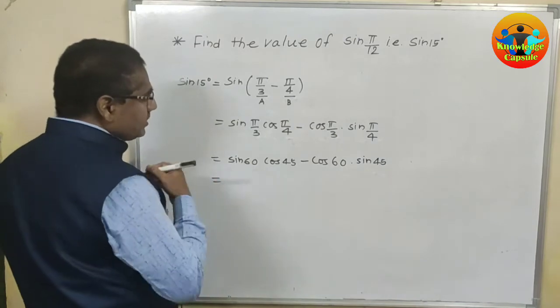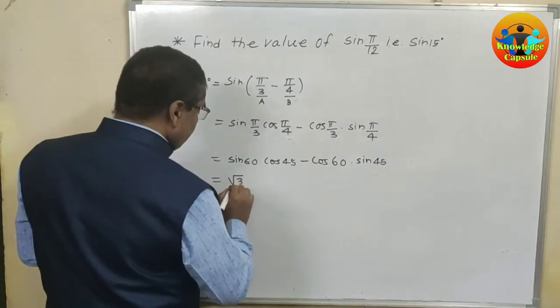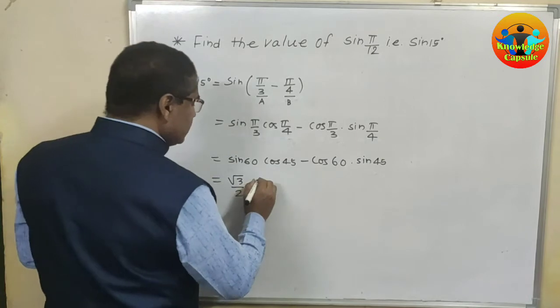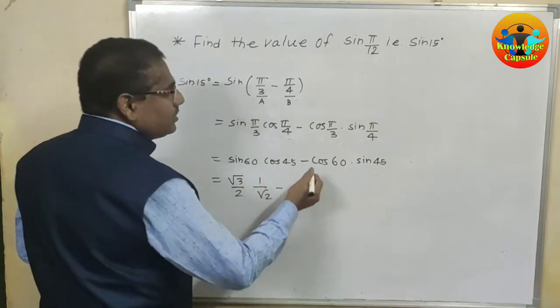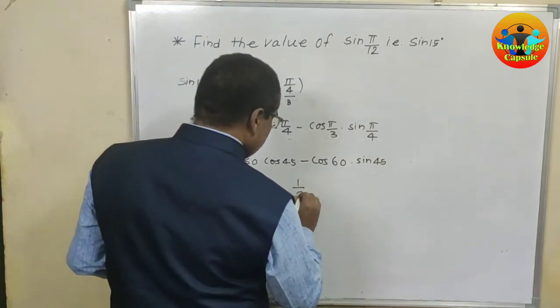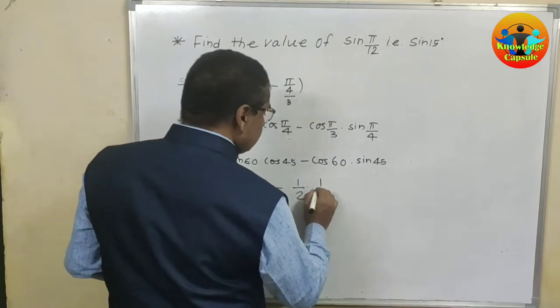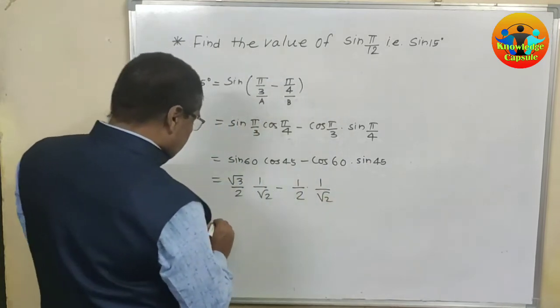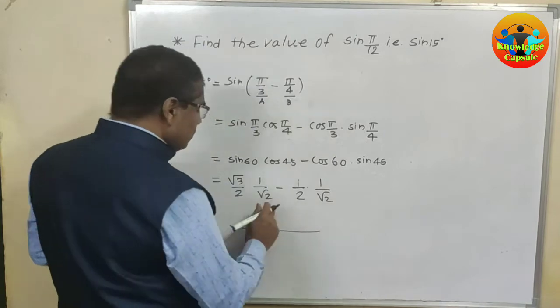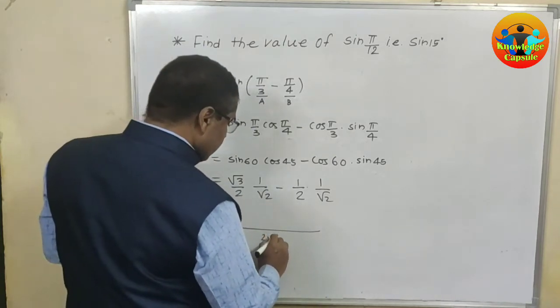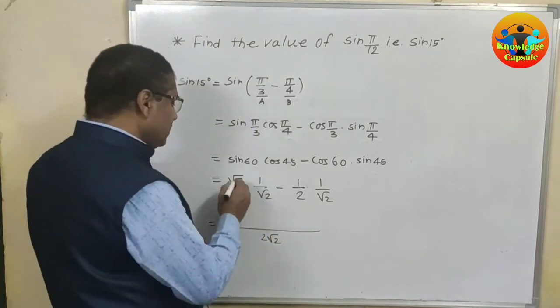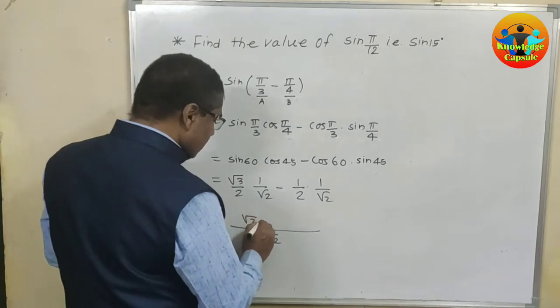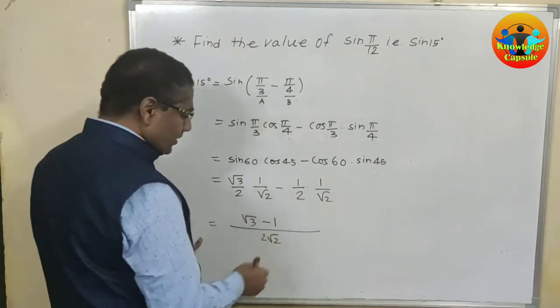As we know, sin 60 is root 3 by 2, cos 45 is 1 by root 2, cos 60 is 1 by 2 and sin 45 is 1 by root 2. Now by taking LCM 2 root 2, in the denominator we get 2 root 2 and in the numerator we get root 3 minus 1.